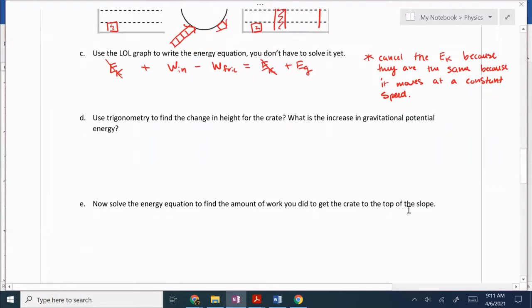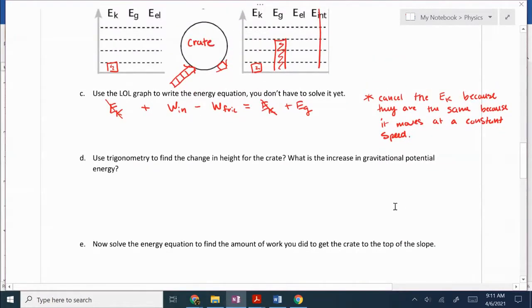Next, it says use trigonometry to find the height of the crate. What is the increase in gravitational potential energy? So let's see here. We basically have the length of 10.5, and the angle is 22 degrees, and I would like h. That means I have the hypotenuse of the triangle, and I'm looking for the opposite, and so that's going to be sine 22 degrees is equal to h divided by the 10.5.